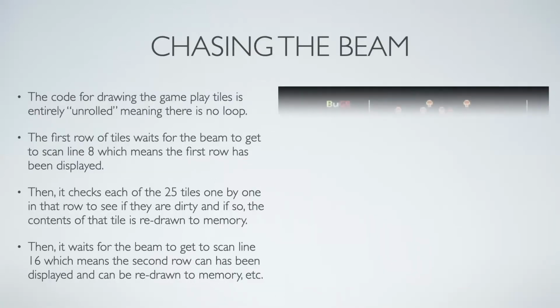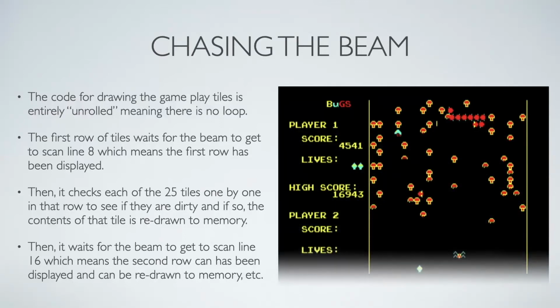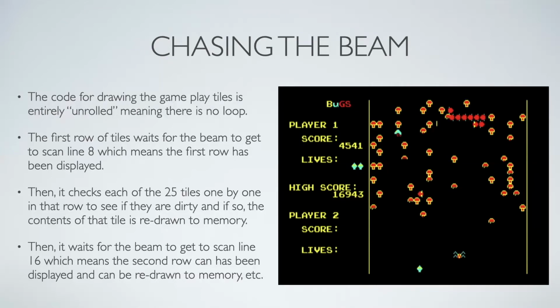There's more loop unrolling here. It would be possible to have a loop over all the rows of tiles watching the beam, and then an inner loop over all the tiles in the row to redraw the dirty ones. Instead, this is all unrolled. There's code that waits for the beam to get past scan line 8, and then it checks each of the 25 tiles one at a time in that top row to see if they are dirty, and if so, redraws them. And then it does the same for scan line 16 and the next row of 25 tiles, all the way down the screen. So the entire thing is completely unrolled to make this as fast as possible and avoid unnecessary loops and loop condition checking.